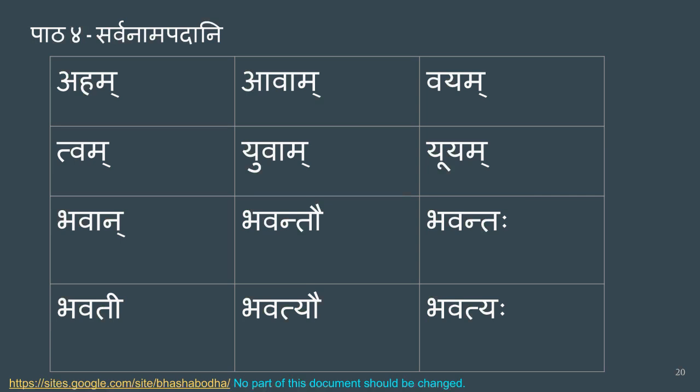Because bhavan, bhavantau, bhavantaha is a pullinga form. These are also sarvanama padani only. And what is the pratipadikam of these? Bhavat. Bhavat is the pratipadikam.